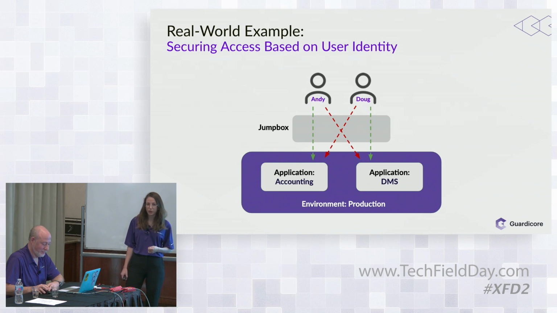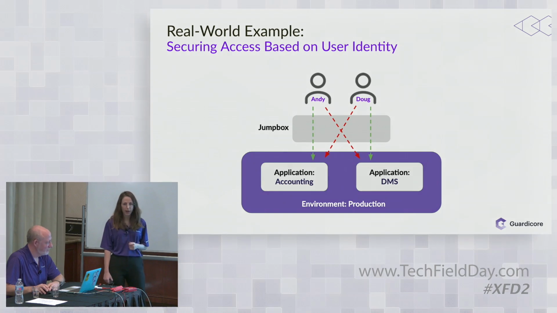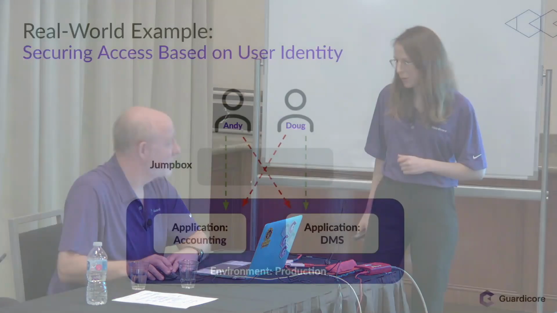We're going to show you how two contractors, Andy and Doug, Andy from 3D Analytics, who needs access to our accounting application, and Doug from DevOps and Sons, who needs to manage the DMS application, can both use the same jump box with configurations and user identity to access only their relevant applications. And this is what Dave is going to show us now.